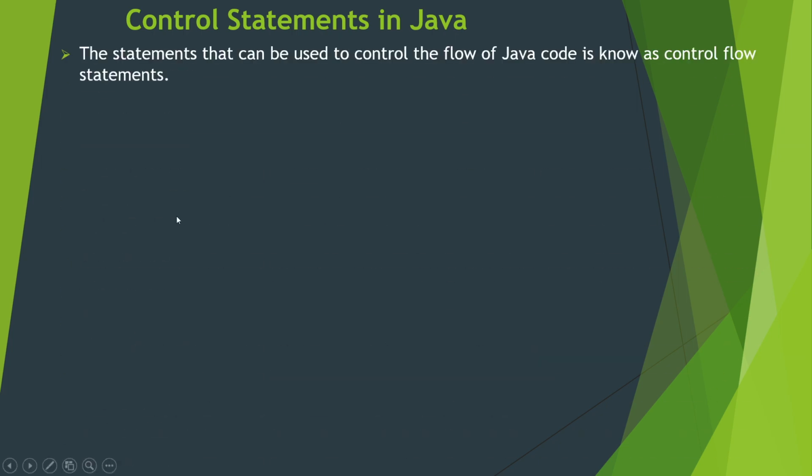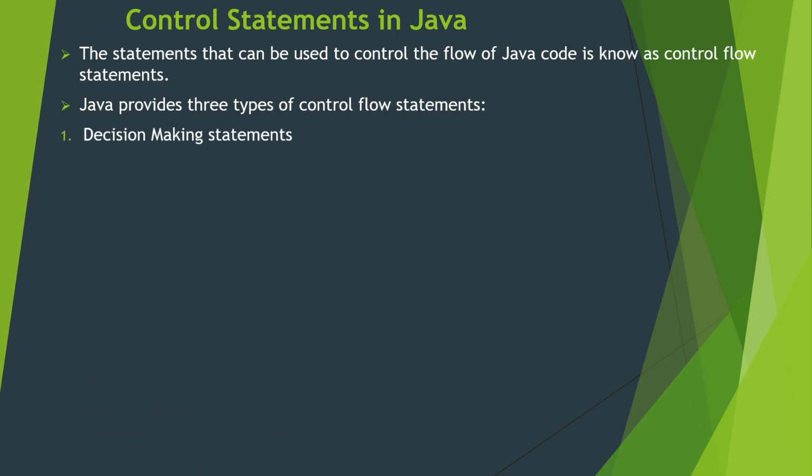Let's first see the definition of control statements in Java. The statements that can be used to control the flow of the Java code are known as control flow statements. For that, Java provides three types of control flow statements. First is decision making statements. Second, we have loop statements, and finally we have jump statements.